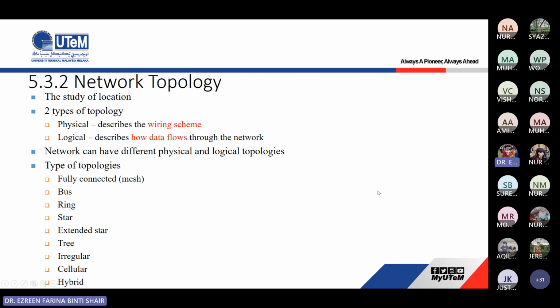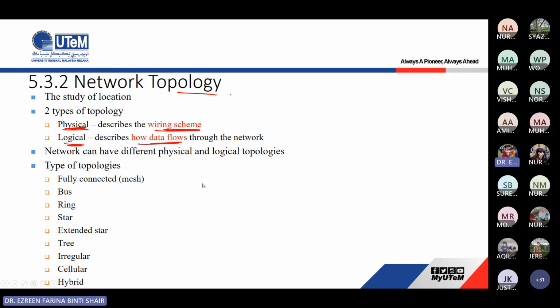For chapter 5, part 2, we will cover network topology. Network topology is the study of the location, and we have two types of topology: physical topology and logical topology. Physical topology describes the wiring, the connection. Whereas logical topology describes how the data flows within the network itself.